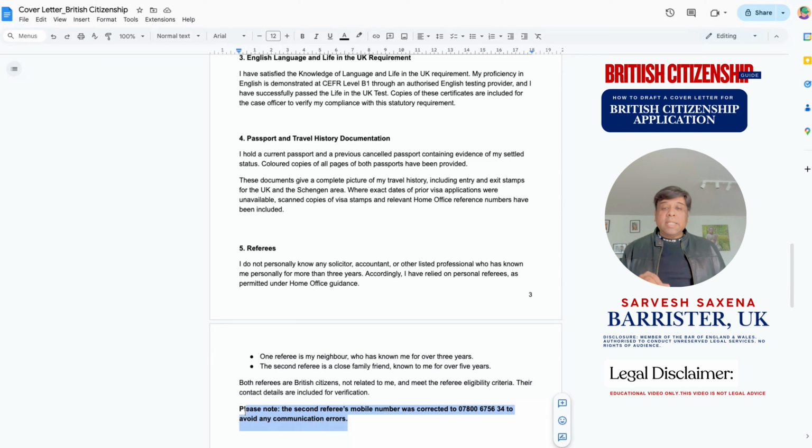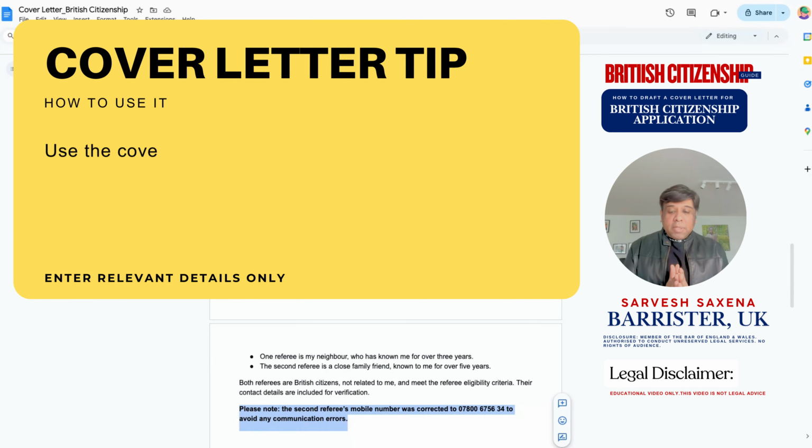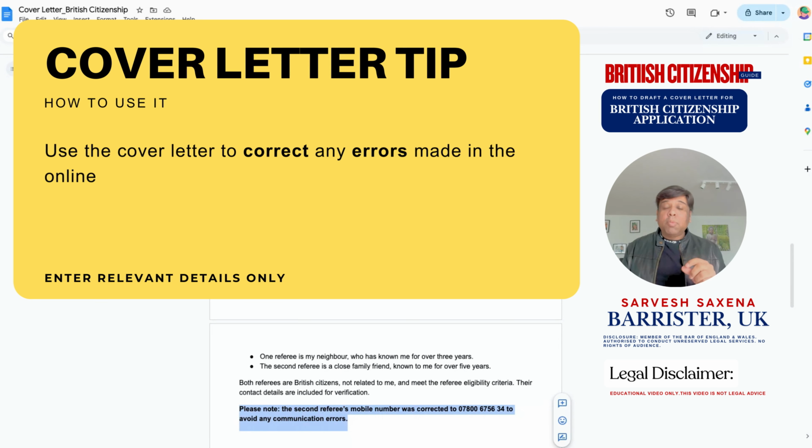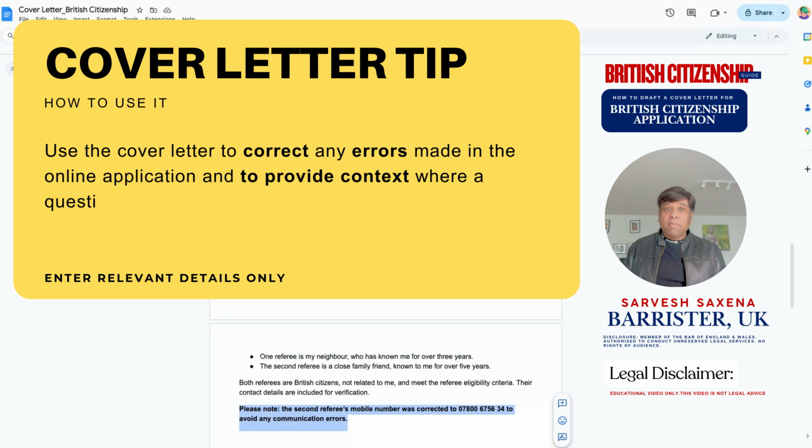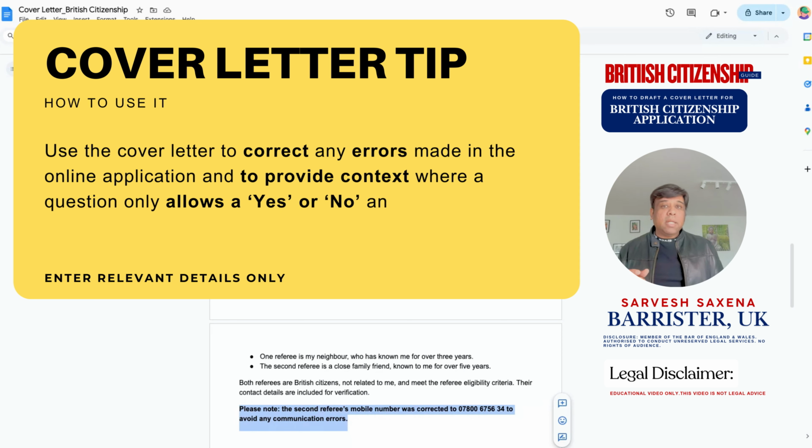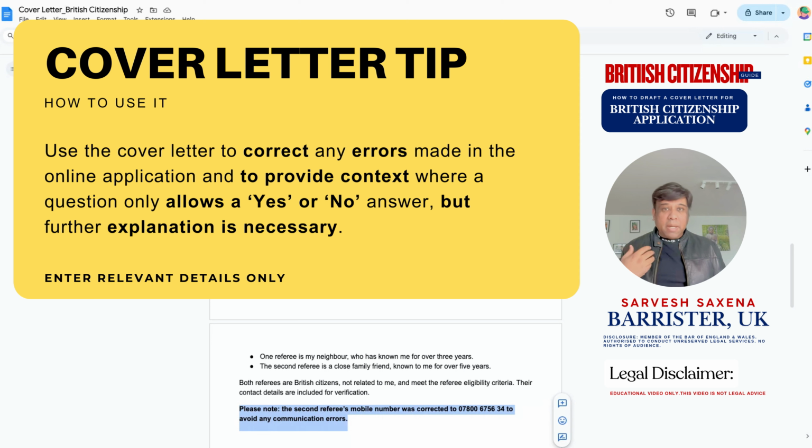Now, this is an excellent example of how to give the context. Let me explain. I was filling up an application form in which there was a typo. Sometimes you're typing too quickly, and I entered the mobile number of one of the referees wrongly and submitted. I later found out from the referee when I asked him to double check. He said, Savesh, I made an error. The number is wrong. Now, prior to the payment you can edit the application form, but once you make the payment, you cannot retract it back. So, what do you do in that case?